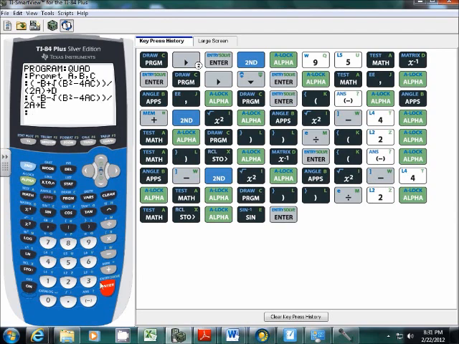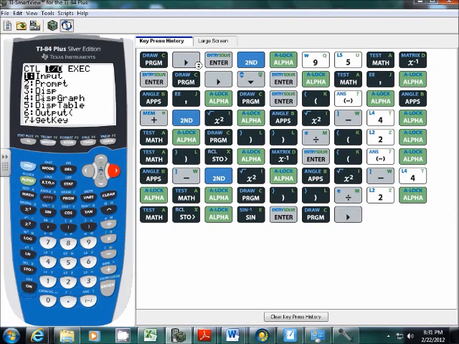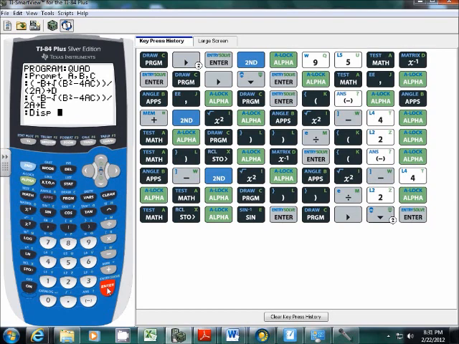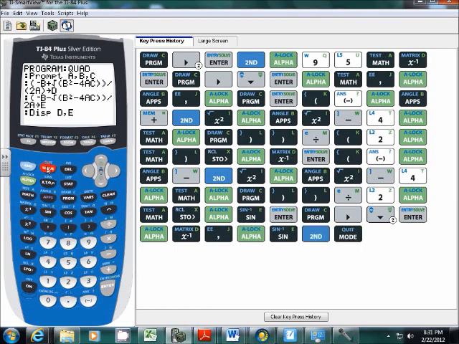Okay. Now I need it to display what both of those answers are. So I'm going to go over to here again, and here's option 3, which is display. And I want it to display the two solutions, which are D and E. And that's the very simple program programmed. So let's go to second function quit.